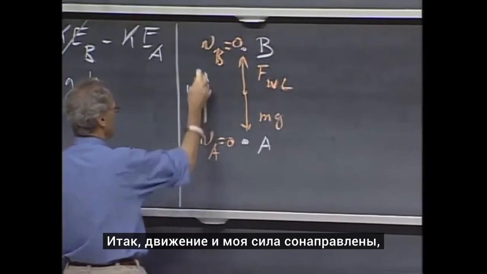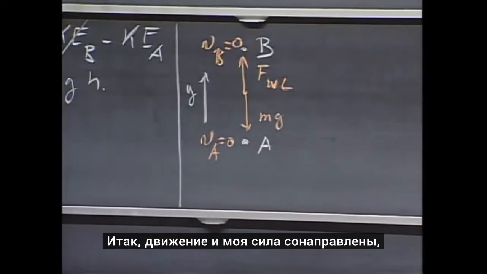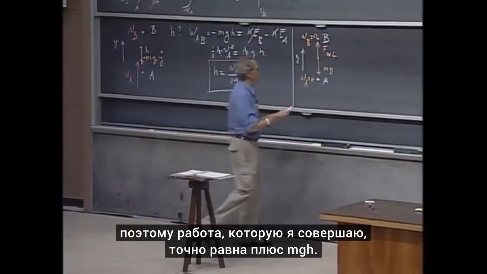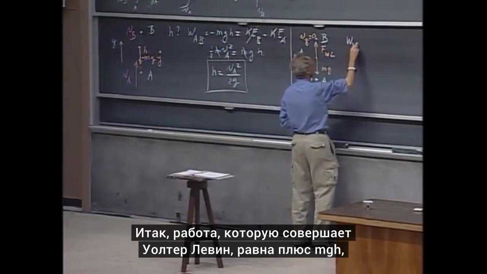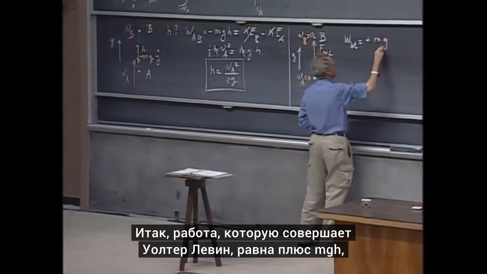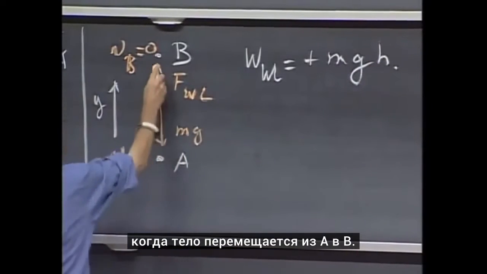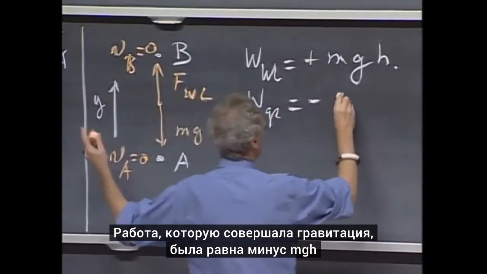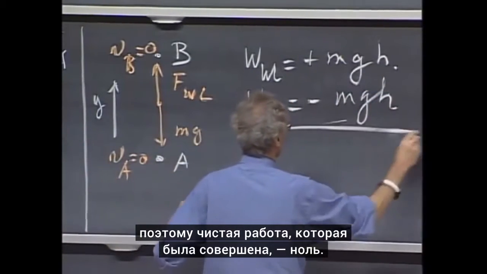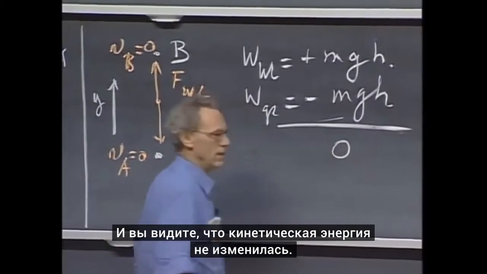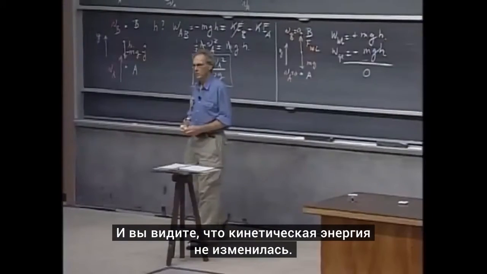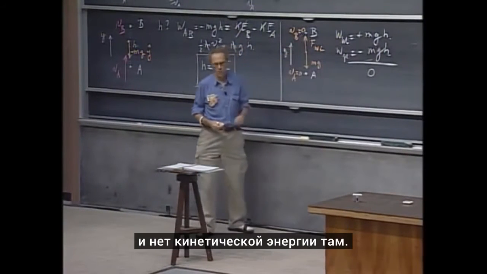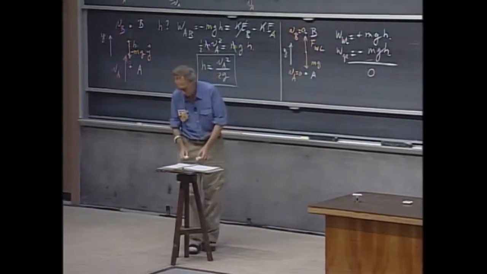So the motion and my force are in the same direction. So the work that I'm doing is clearly plus mgh. So the work that Walter Lewin is doing is plus mgh when the object goes from A to B. The work that gravity was doing was minus mgh. We just saw that. So the net work that is done is 0, and you see there is indeed no change in kinetic energy. There was no kinetic energy here to start with, and there's no kinetic energy there.